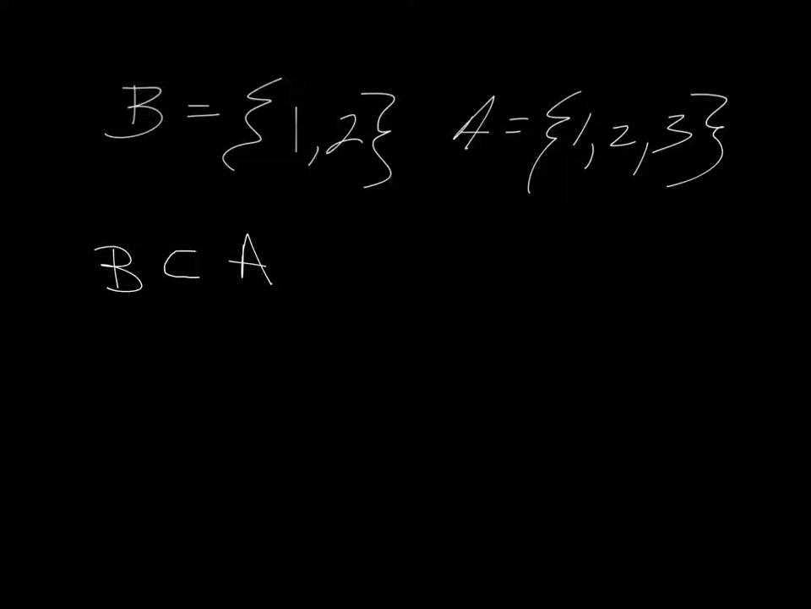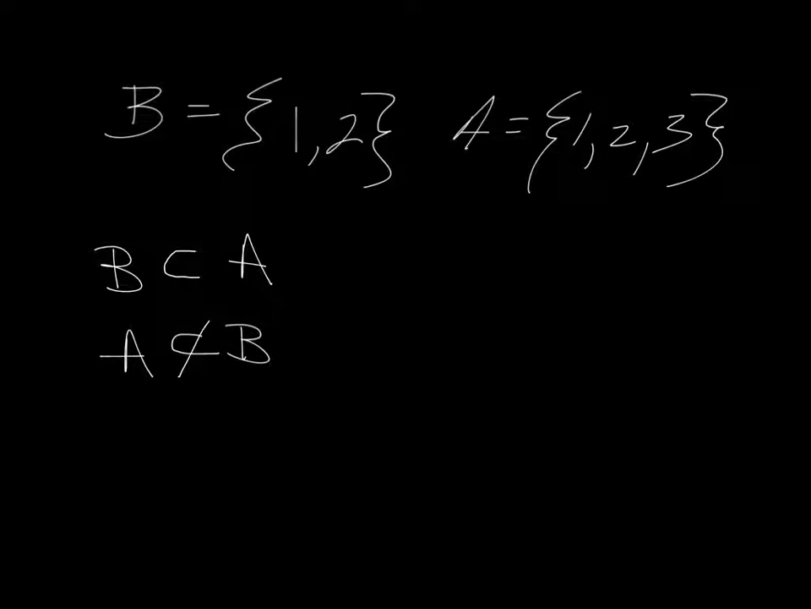I cannot write A is a subset of B because that means that all elements in A are also in B. They're not. 3 is not in B. So I have to write A as a subset of B with a line through it that means A is not a subset of B. Okay?